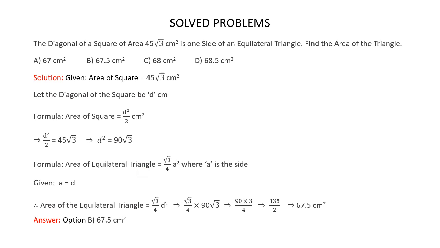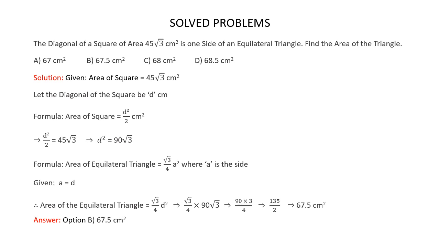Now it's given that area of the square is 45 root 3 centimeters squared. Now let the diagonal of the square be d centimeters. Now we know that area of a square is equal to d squared by 2 centimeters squared, which means d squared by 2 is equal to 45 root 3, that is d squared is equal to 90 root 3.